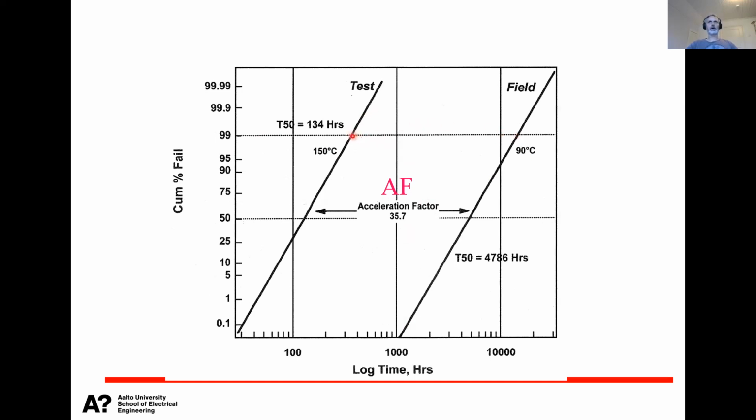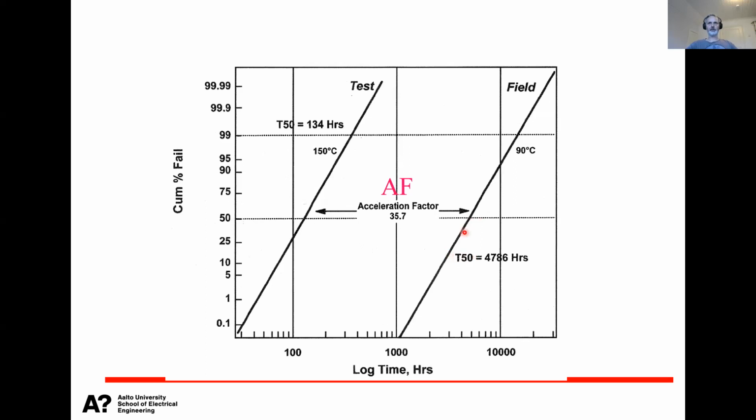And now the point is, is this acceleration relevant? Are we sure that the failures which we observe in the test are the same as what we observe in the field? That is the biggest and maybe the only question related to accelerated reliability testing: how much we can accelerate so that we are still relevant.